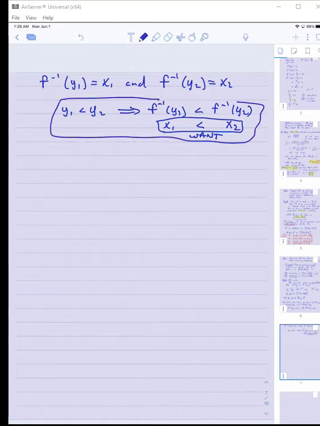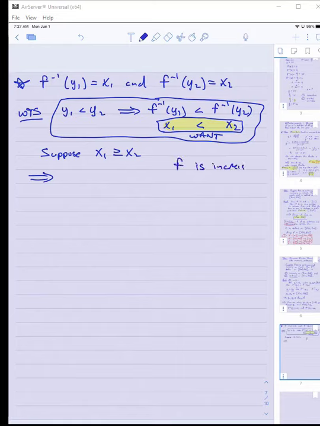So this is just an aside here. This is what I want to show. Well, if I think about what I have up here, what would happen if this wasn't true? So suppose x1 is greater than or equal to x2. Well, remember what f is. f is increasing on our interval. And if f is increasing, f would have to take a larger x value.